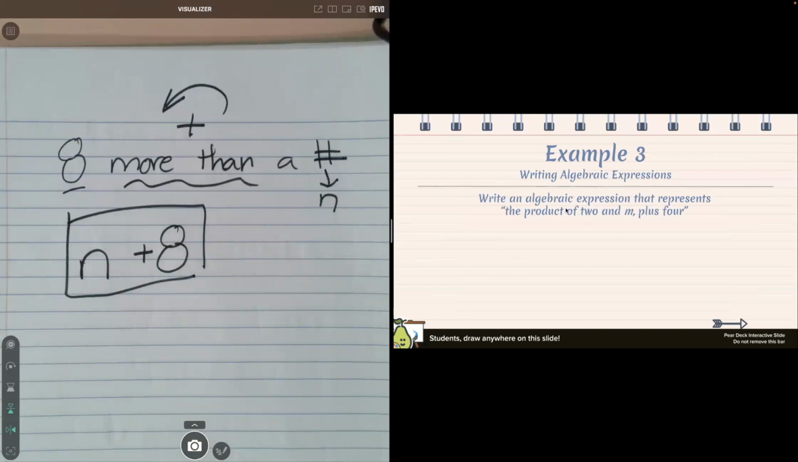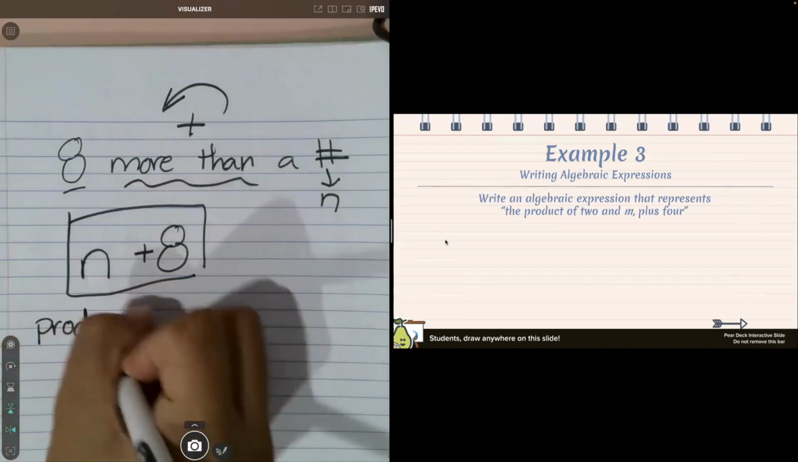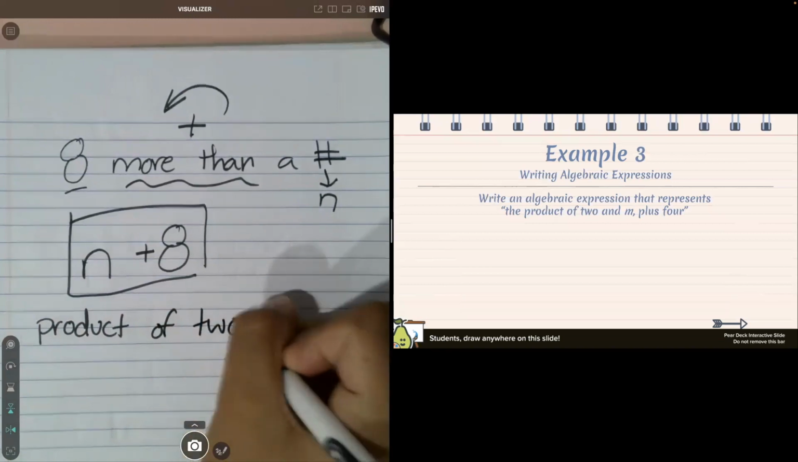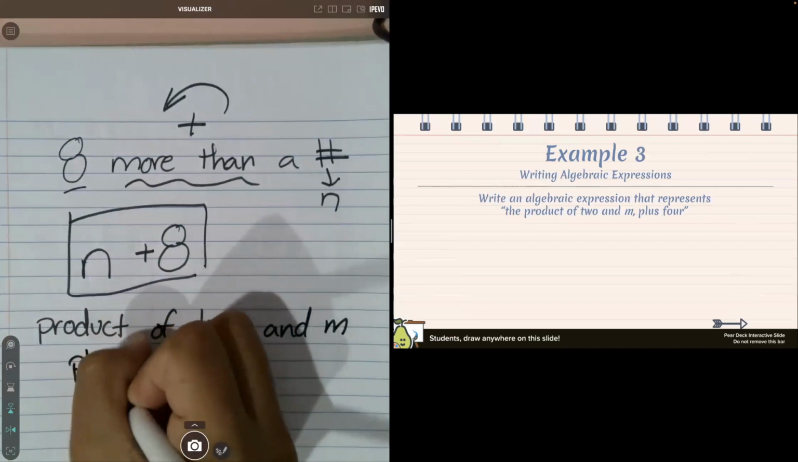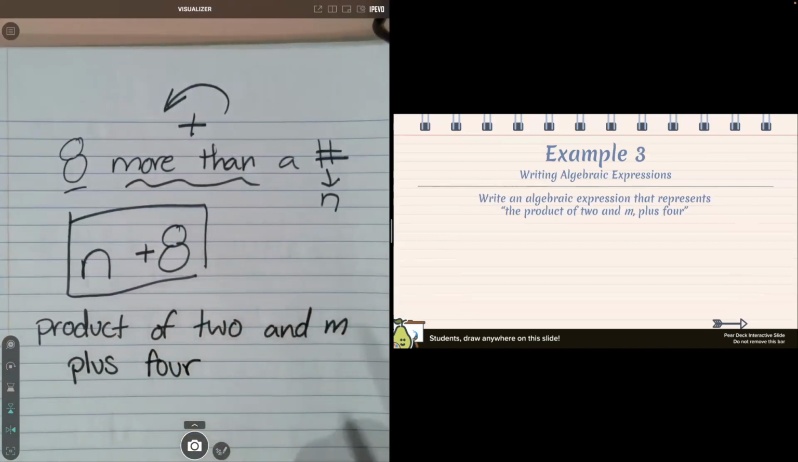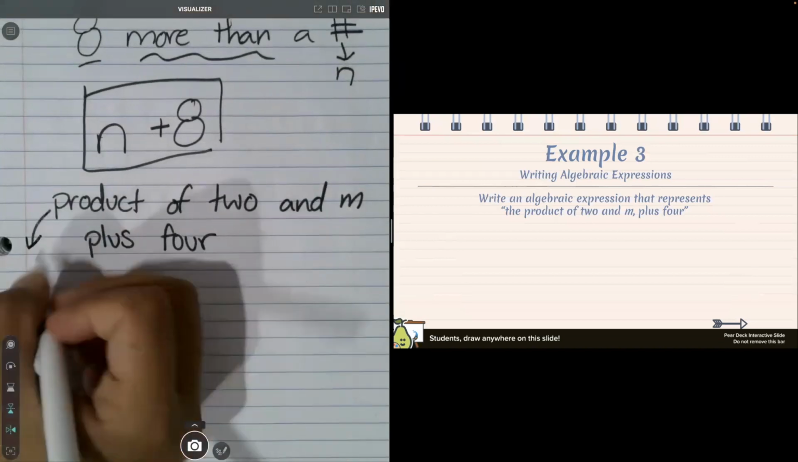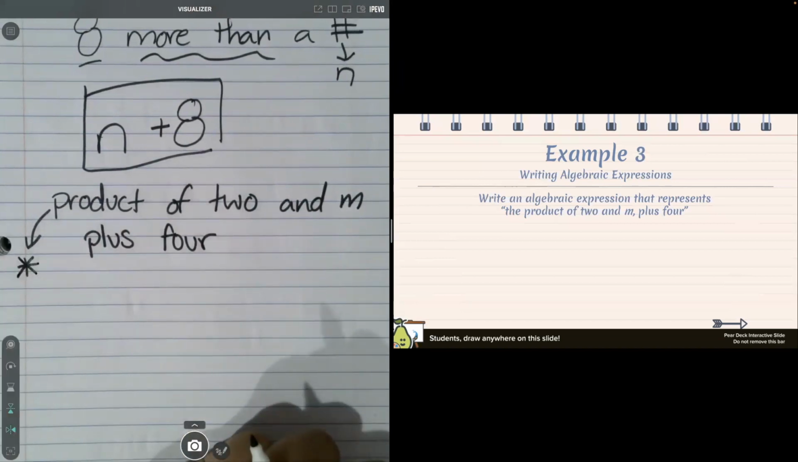Next one, write an algebraic expression that represents the product of 2 and m plus 4. So again, decoding this, I'd say product means I'm going to put a little asterisk for multiply.